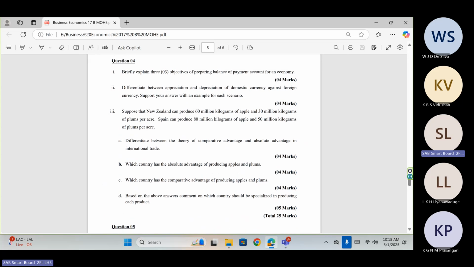Can you try this question? This is a past paper question. You can take a picture of this.